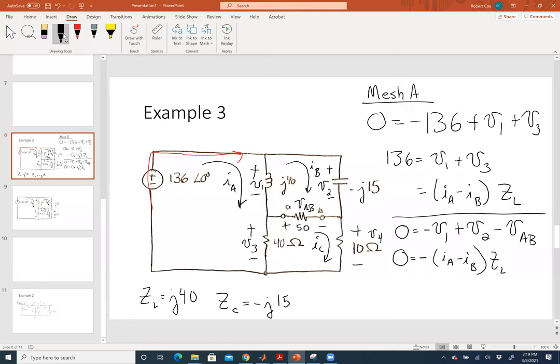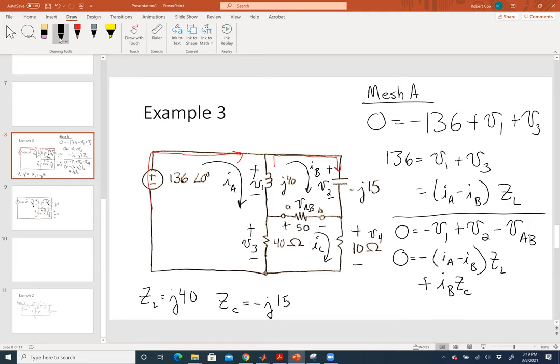Now, the next one I got is that if I keep going around that loop in a clockwise direction, I went through the inductor. Then I go into the capacitor. So there's a plus that we've already determined that we just bring down from the original equation. In this case, what current goes into that capacitor? IB. And I'm going to say IB times Z sub C.